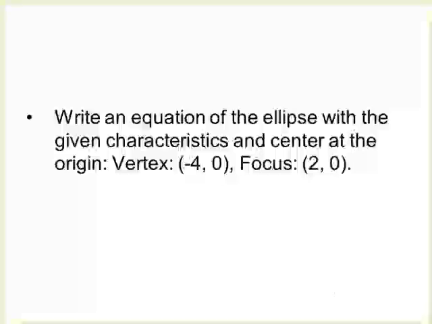So when we're asked to write an equation, we're going to start with that standard form of x squared over something plus y squared over something equals 1. And then our job is to fill in the somethings. We are given a vertex with a number in the x position. So under the x squared, we will put 16.